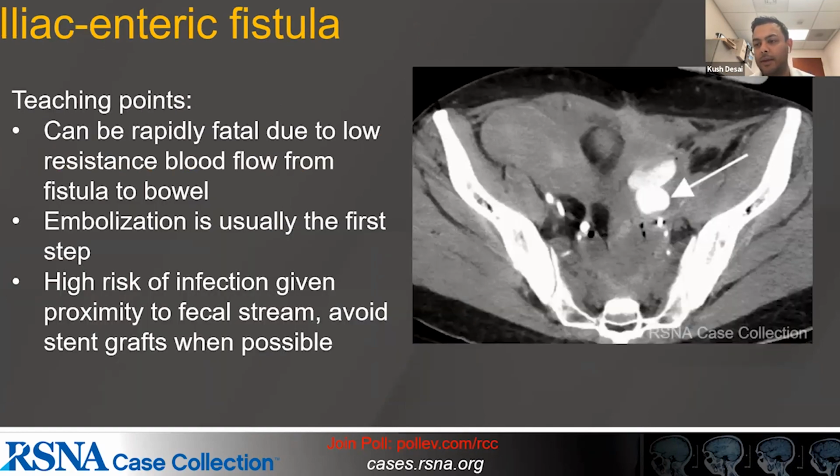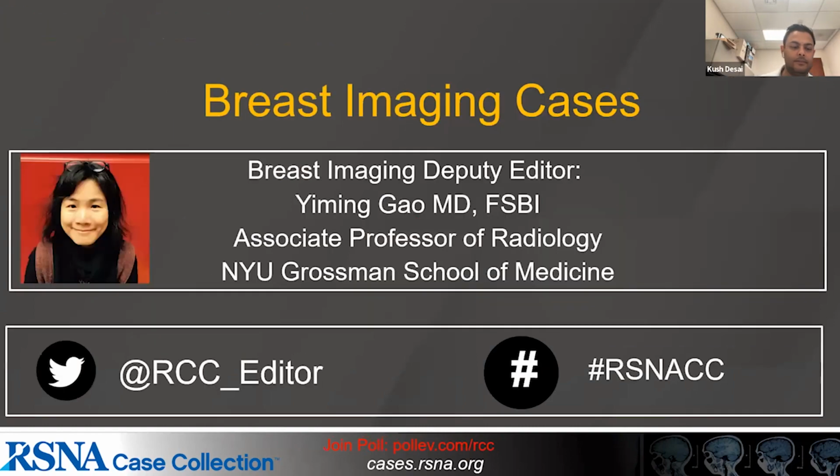This can be rapidly fatal just because of the laws of physics. You're going from a high pressure to a low pressure system, and blood accumulates very fast in the capacious GI tract. Embolization, usually the first step. I believe stent graft is used in the case that's shown here. You do need to be careful with stent grafts because if the stent graft is in close proximity to the fecal stream, say it's a blowout, you run a very high risk of that stent becoming infected, which is a surgical nightmare, if not outright fatal. So that there is a risk of septicemia with that. So there are a couple ways to manage this: embolization, exclusion with stent graft. It's going to depend on where the lesion is. Hope you found these interesting, and we'll go on to the next set of cases.